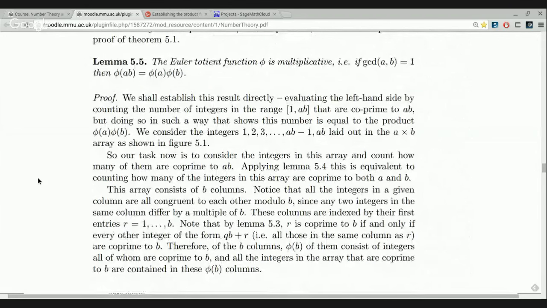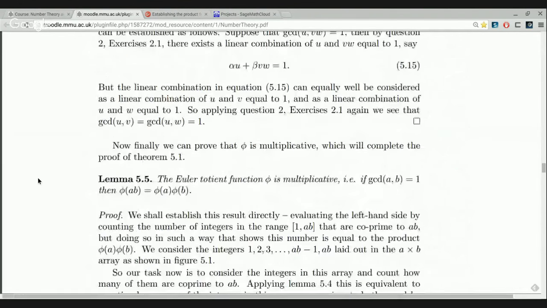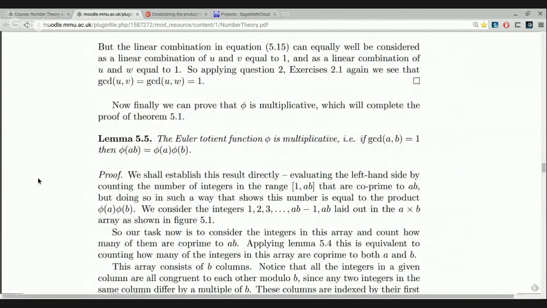So here we have it, lemma 5.5. It's a big block of text there, but I'm going to talk through it and illustrate the main points. Now, in preparation for it, we've got some lemmas to do before this lemma. So lemma 5.5 is proving that phi is multiplicative.